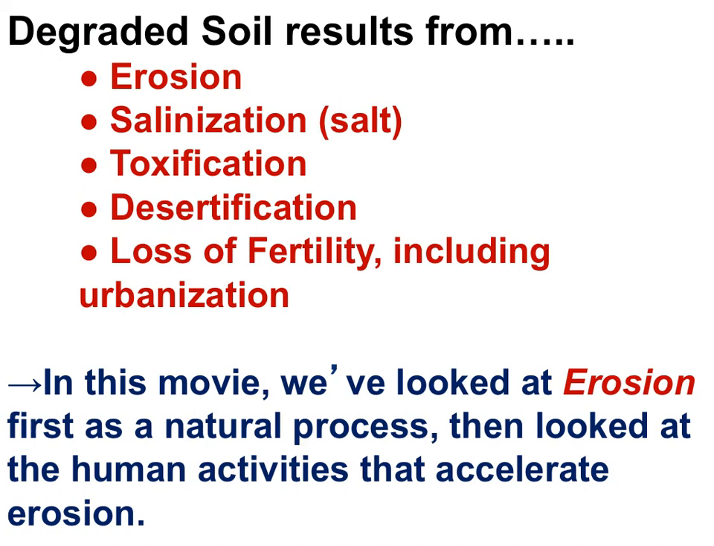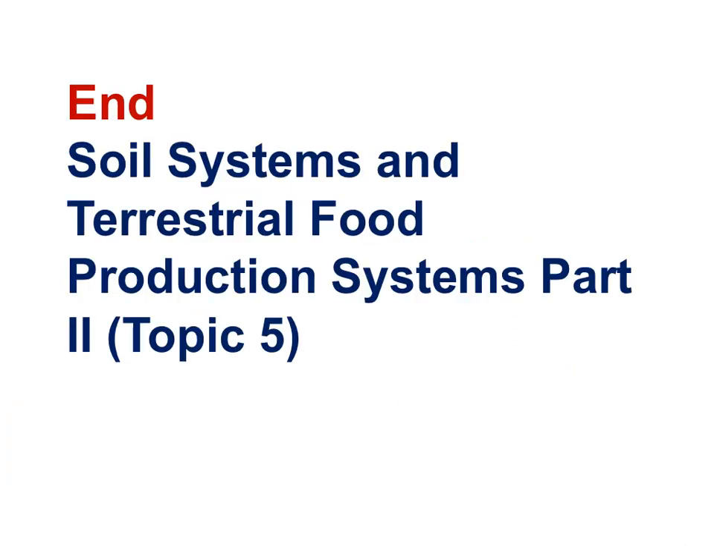Degraded soil results from erosion, salinization, toxification, desertification, and the general loss of fertility that includes urbanization. In this movie, we looked at erosion, first as a natural process, and then we looked at the human activities that accelerate erosion. In the next movie, we will take a look at all the other factors that result in degraded soil. So that brings us to the end of IBESS, Soil and Terrestrial Food Production, Part 2.